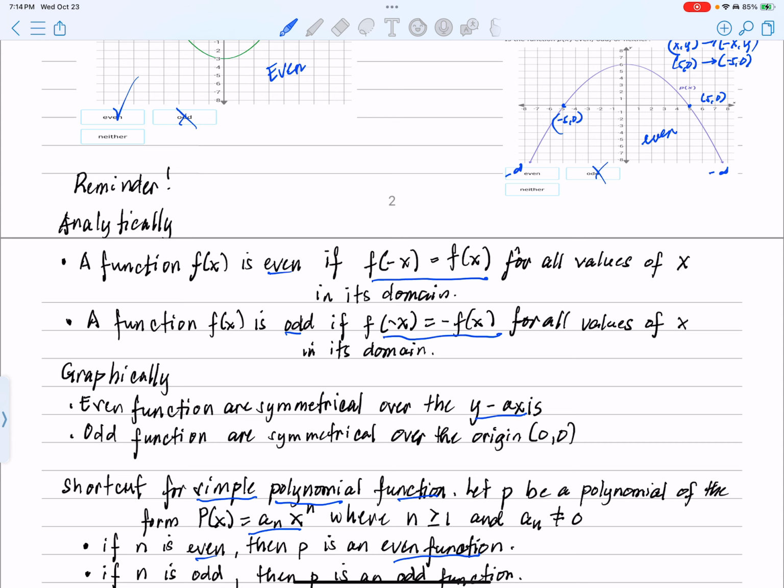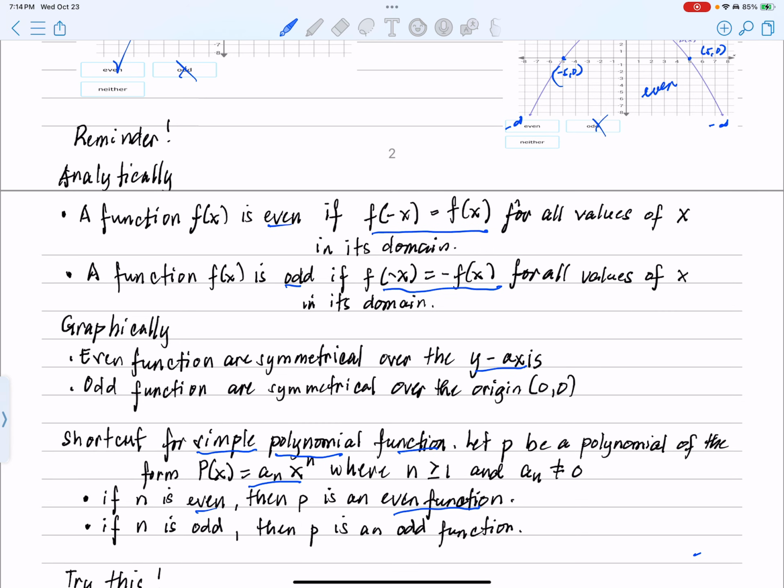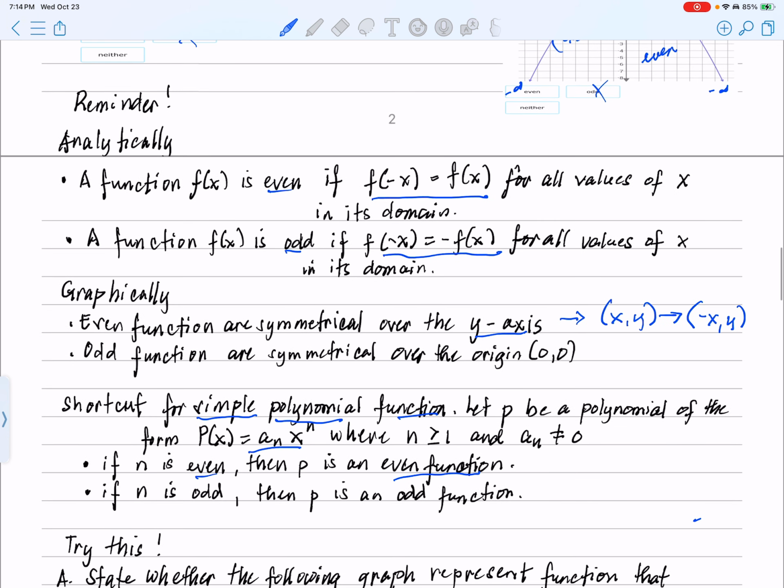Okay. Graphically, even functions are symmetrical over the y-axis. That is, we have a rule that the xy coordinate maps to negative x, y. That means that only the x value changes. While odd functions are symmetrical over the origin, then the rule is the xy coordinate is mapped to negative x and negative y. That's what I've shown in the example.